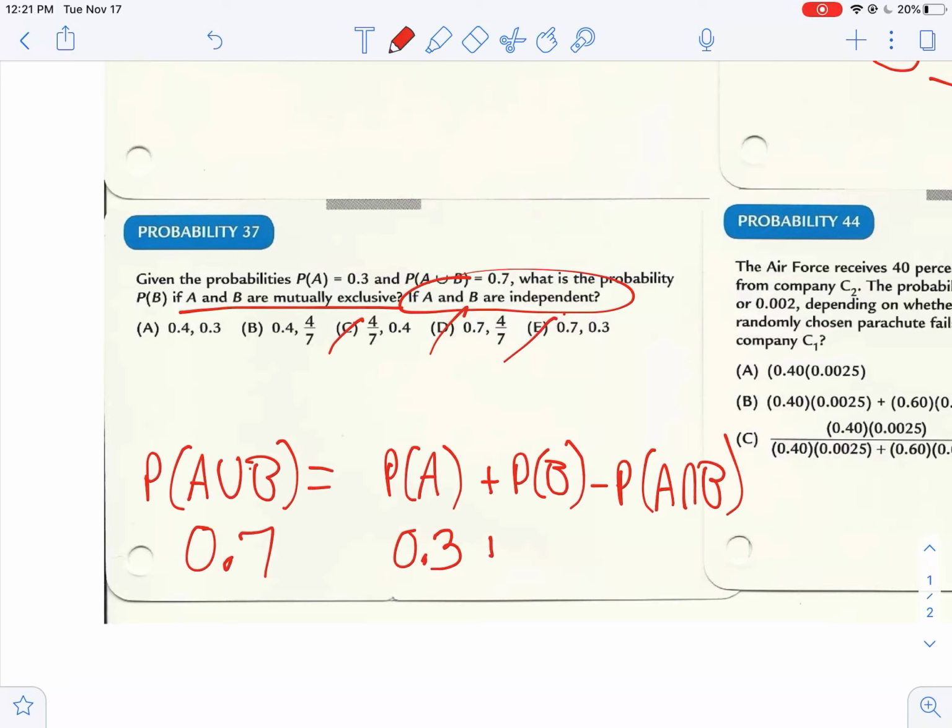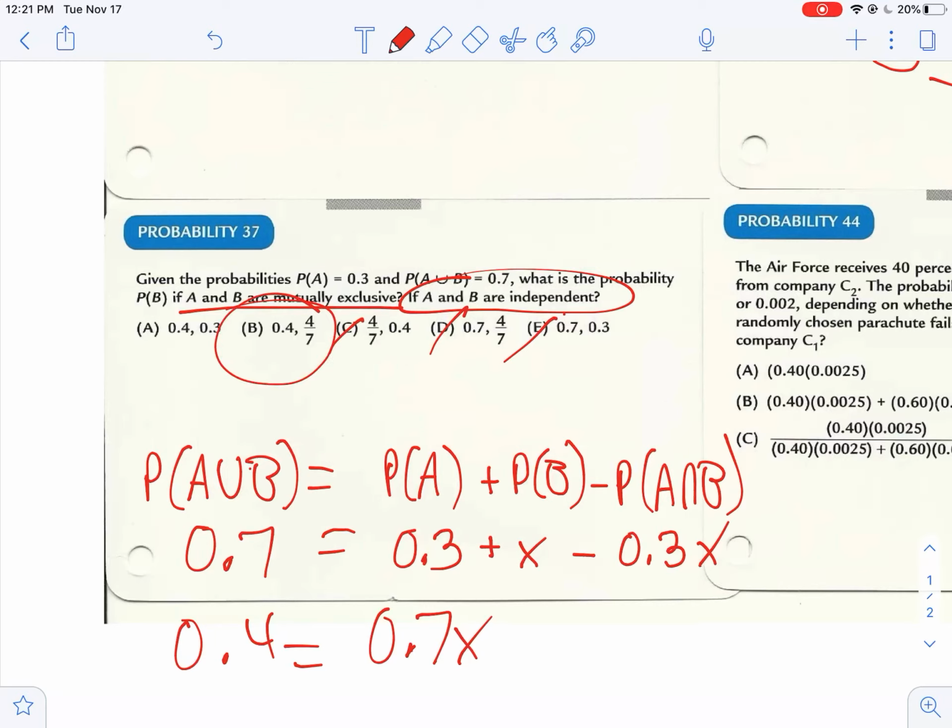And then I would be adding, I could call this X because I don't know what it is, plus the probability of A and B. I don't know that, but I know I can get it by multiplying, so that would be 0.3 times X. And now I've got myself a basic algebra problem, where I would get 0.4 equals 0.7X, which if I solve that out, I get X equals 4 over 7.